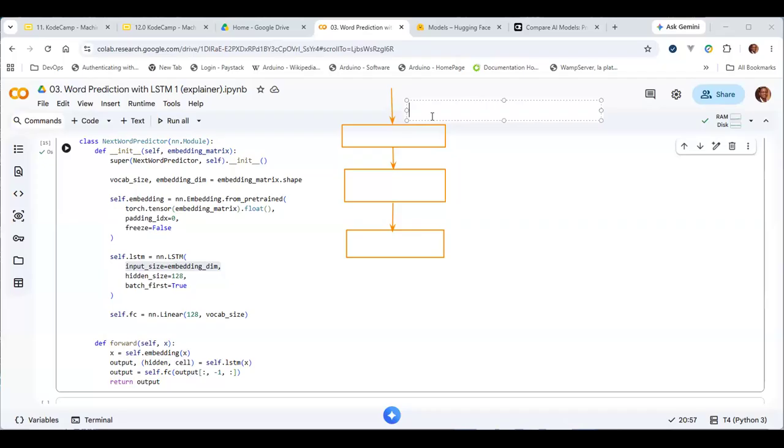So the input has vocab size. The shape of the input will be the vocabulary size. In this case, it's 21, and the embedding size, right? That's the shape of the input that's coming in. Then the embedding layer.